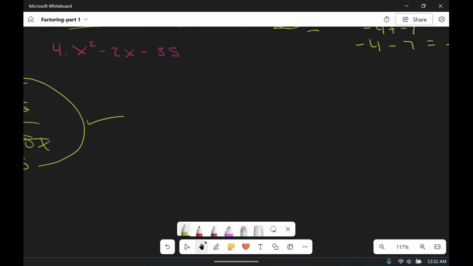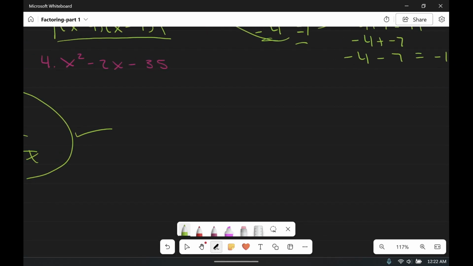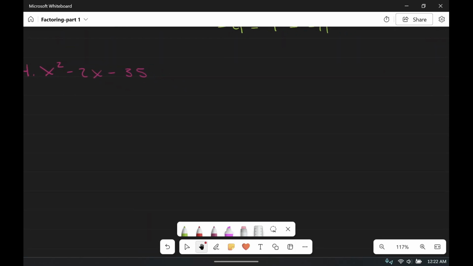Okay, let's go to our last problem. Go ahead and move this so it has a little more space. All right. Okay, so question 4, we have x squared minus 2x minus 35. And we're going to start with our first step, A, B, C. All right, so first identify your coefficients. A equals 1, B equals negative 2, C equals negative 35. Remember, negative signs are very important.